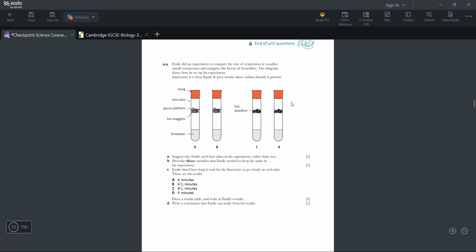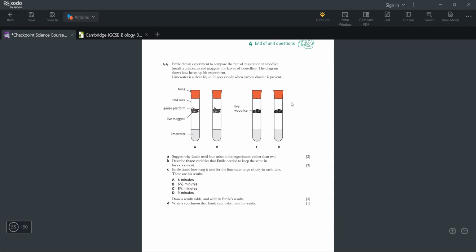Then we can go look at a little experiment. Emil did an experiment to compare the rate of respiration in wood lice. They're tiny little crustaceans, small crustaceans. You might know them as roly-polies, and maggots, which are larvae of horseflies. The diagram shows how he set up this experiment.